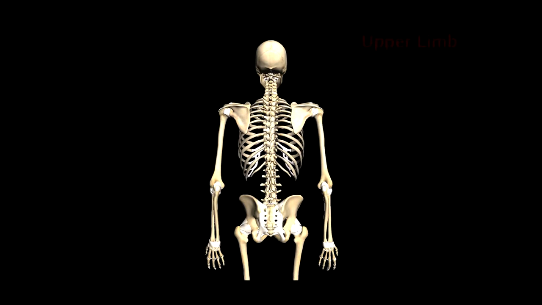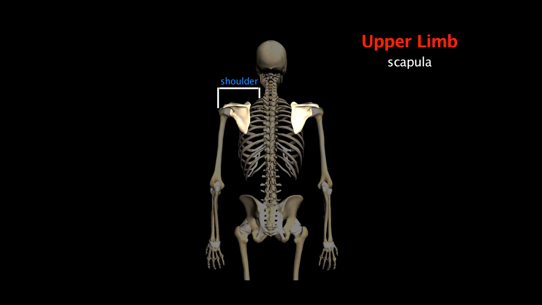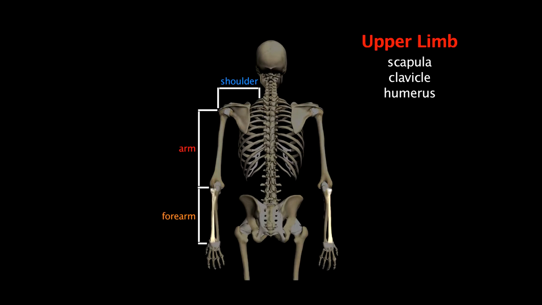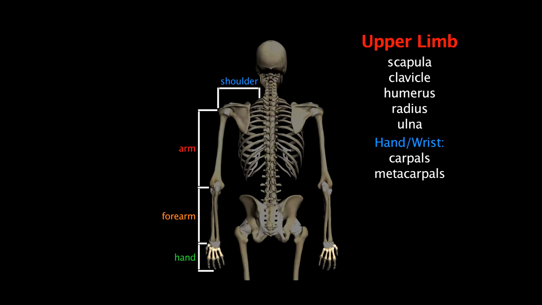The skeleton of the upper limb is divided into four segments. The shoulder, made up of the scapula and clavicle, the arm, made up of the humerus, the forearm, which includes the radius and ulna, and the hand, made up of the carpals, metacarpals, and phalanges.